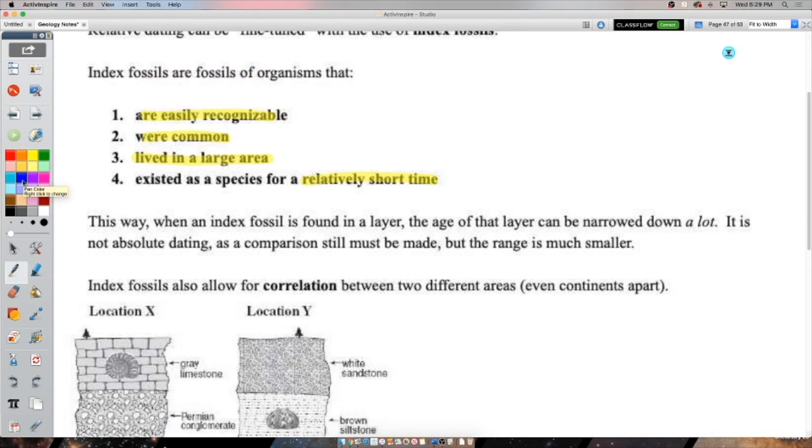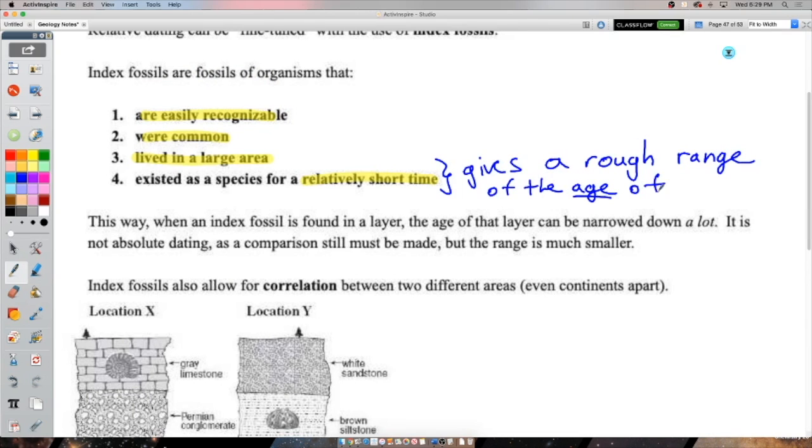This is maybe the most important one, right? Because it gives a rough range of the age of the layer we found it in, right? So, for example, if we find some fossil that we know only lived for about 1 million years, well, boom, right away, now we know that whole layer is from that 1 million years, right? Somewhere in that 1 million years.